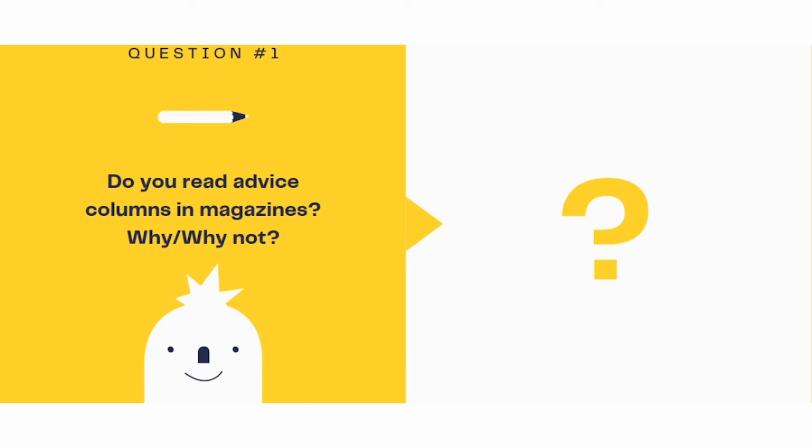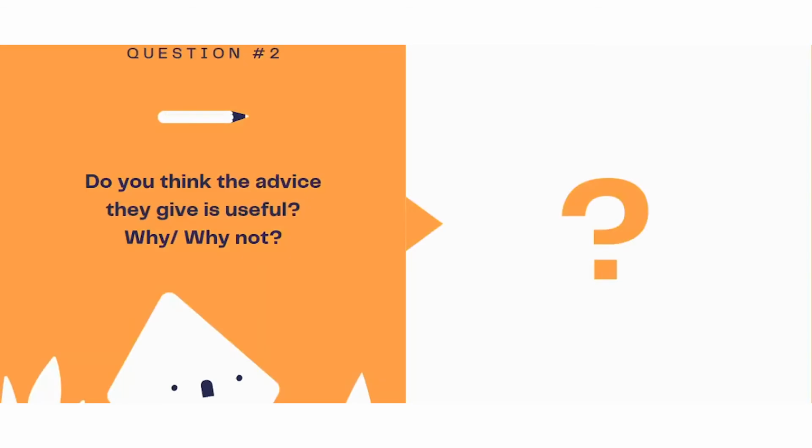So if you want to come up with a solution or advice, you must have learned from someone else's advice, so it could help you like, you can do this, you can do this. And then question 2 is, do you think the advice they give is useful? Why and why not? So if they read the advice in the magazine, do they think that it was useful? If you think it was useful, then give the reason why.